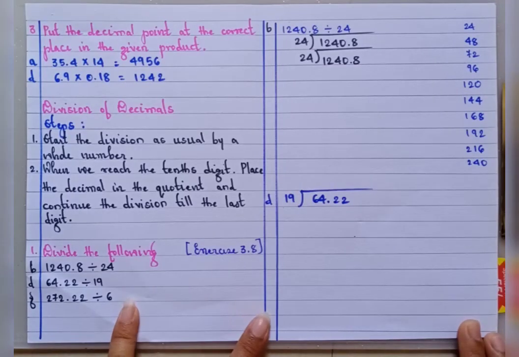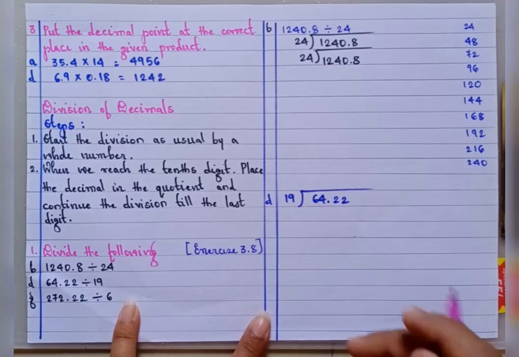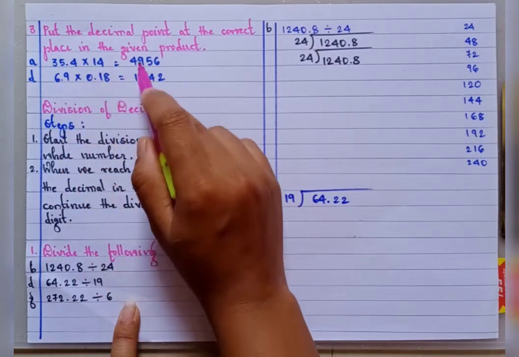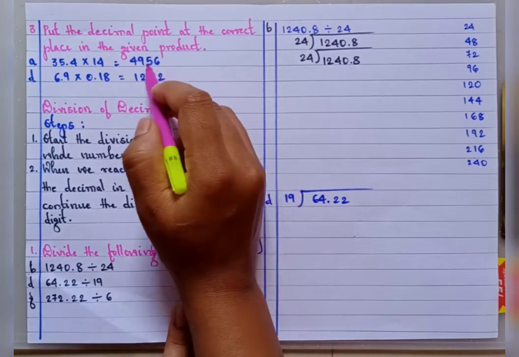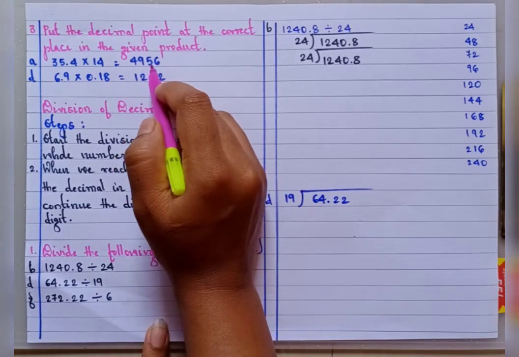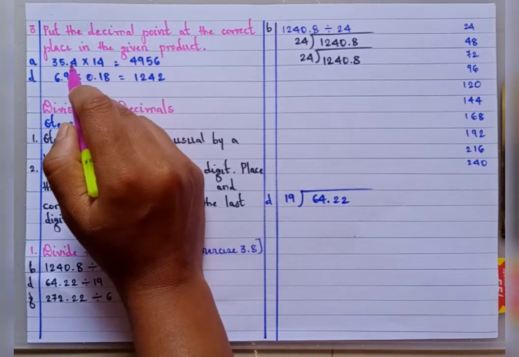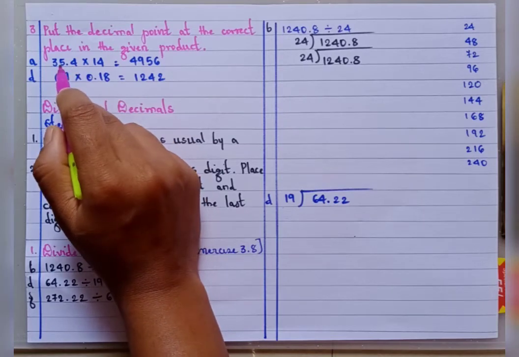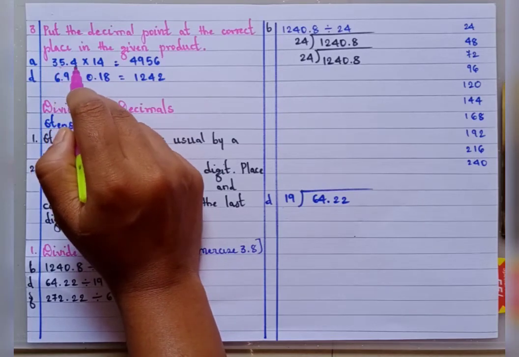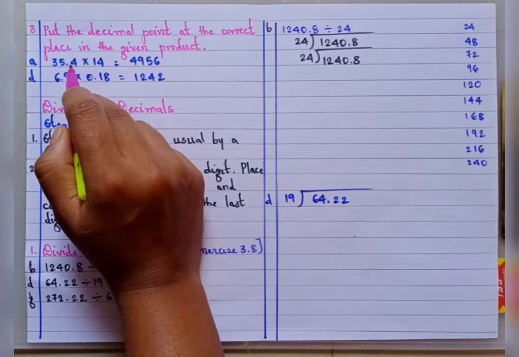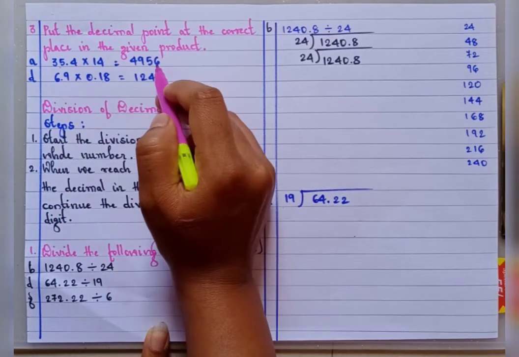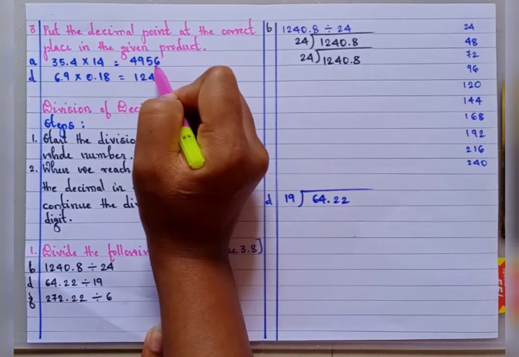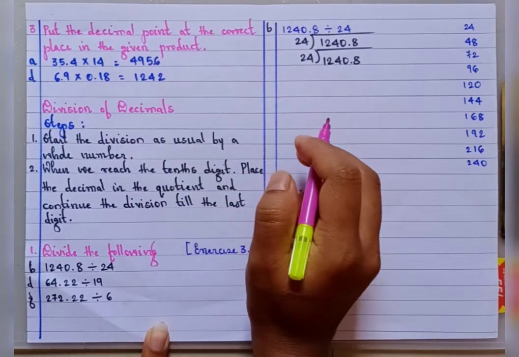Put the decimal point at the correct place in the given product. So here we have 2 sums. 35.4 into 14. Here they have already given the product. We have to put only the decimal point. And if you see, in the first factor there is 35.4, and here is a decimal point, and here we are not having any decimal point. So in the product there will come only 1 decimal point, that too from the right side we have to place. So what will be the answer?